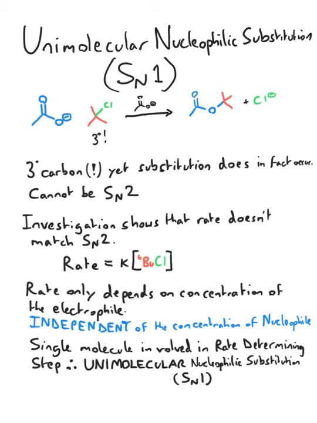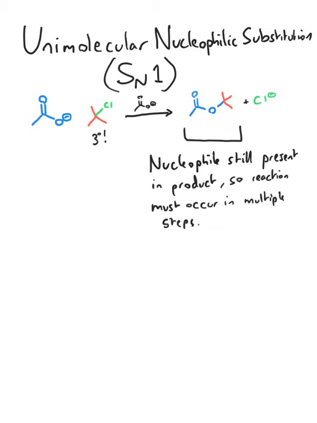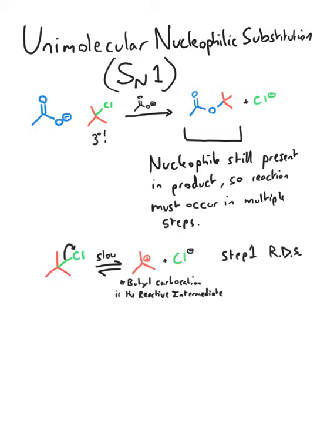Therefore, as it's only dependent on one molecule, we refer to this reaction as unimolecular nucleophilic substitution, or SN1. As the nucleophile is still present in the product, the reaction must occur in multiple steps where the rate determining step does not involve the nucleophile. This means that this reaction must occur in at least two steps.